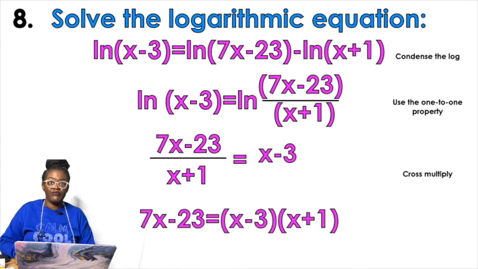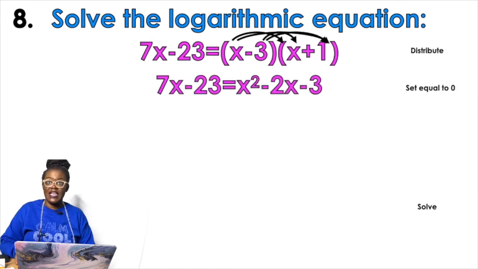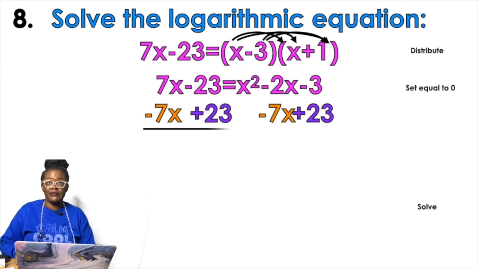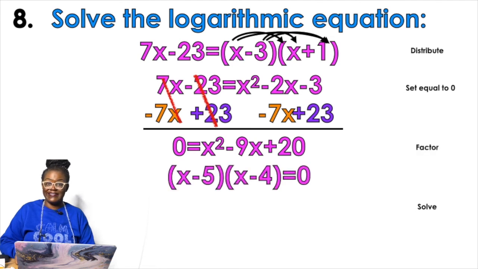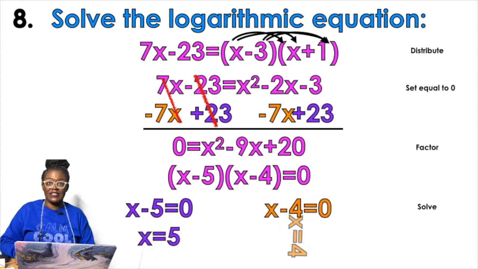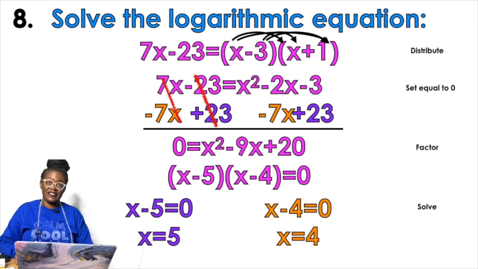Cross-multiply, distribute. Set equal to 0 because I have a quadratic term. Factor. Solve. Which one's my answer? Both! Why? Because they're positives. Negative answers don't count, but positive answers do, and both of these answers count. Yes! Very good. That's it.